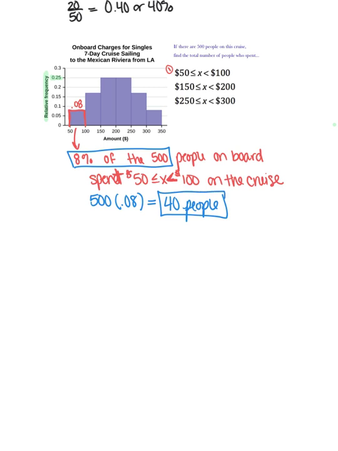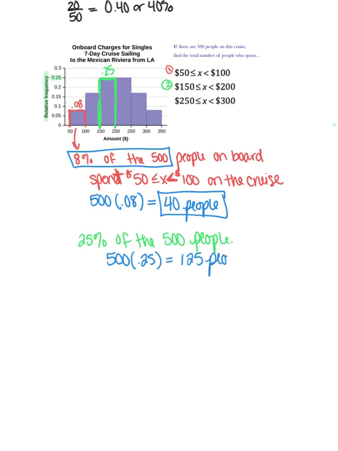For the next question, number 2, they're asking me the same question, just what about the people who spent between $150 to $200? Well, it's 0.25 units high, meaning I'm looking at 25% of the 500 people. So, in order to calculate that, I'm going to take 500 times the 0.25, and that's going to be 125 people that spent between $150 and $200.